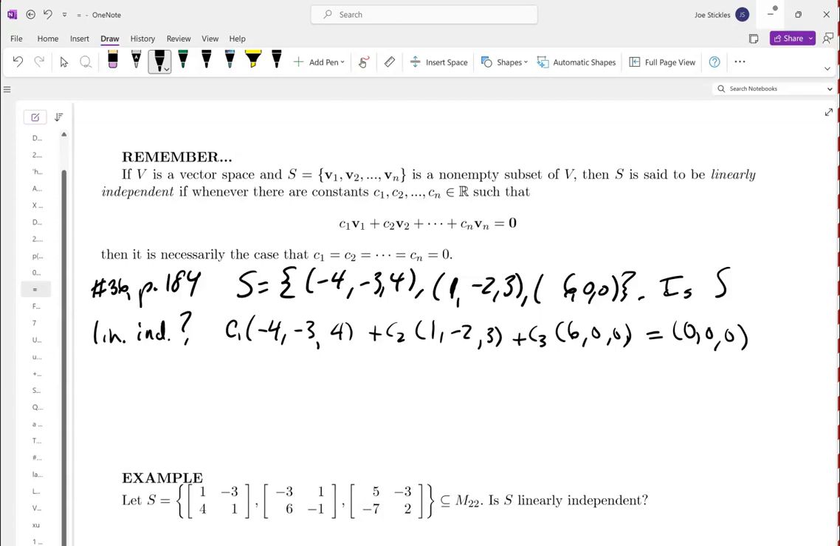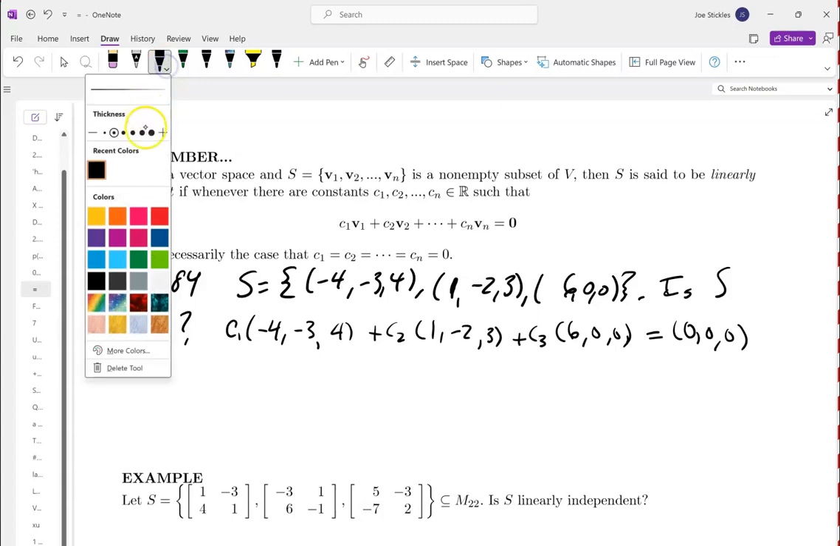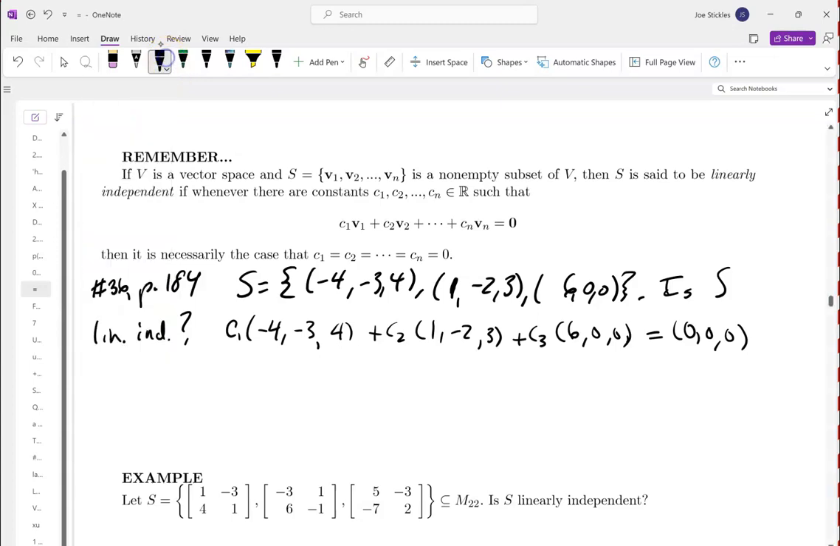Good. We created a system of linear equations, right? What system would come out of this one? What system would you get out of this one? You should have 3 equations.